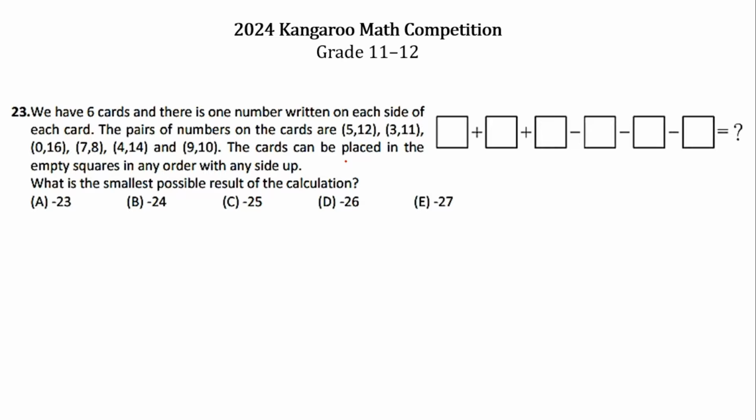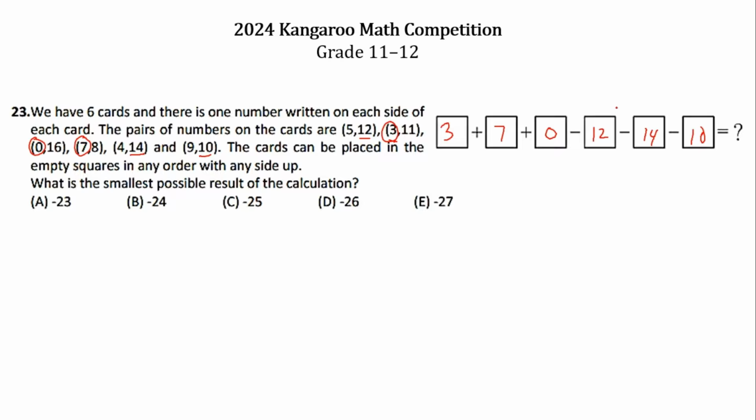So that's how we are going to solve this one. You can easily check that by placing 3, 7, 0 in the first three boxes, and by placing 12, 14 and 10 in the last three boxes, you will get the smallest possible result of the calculation.